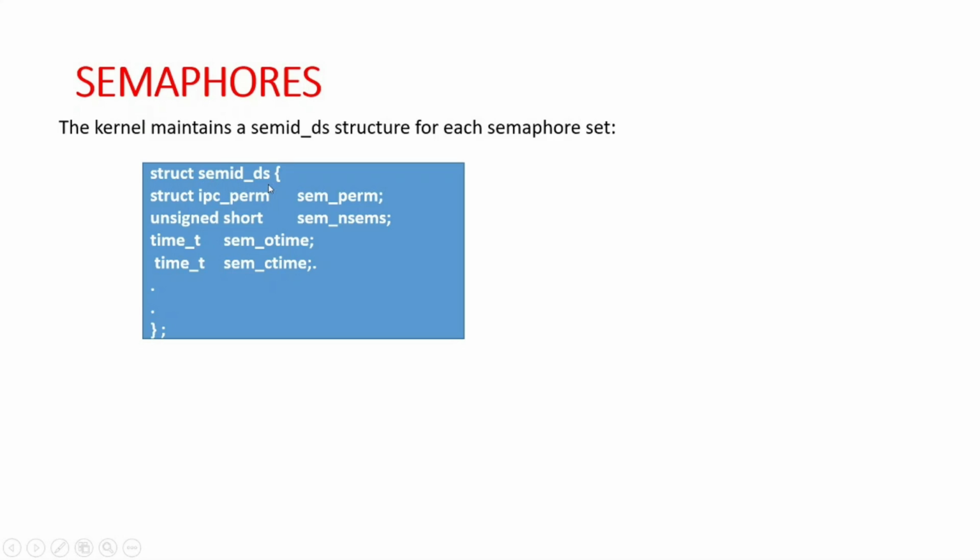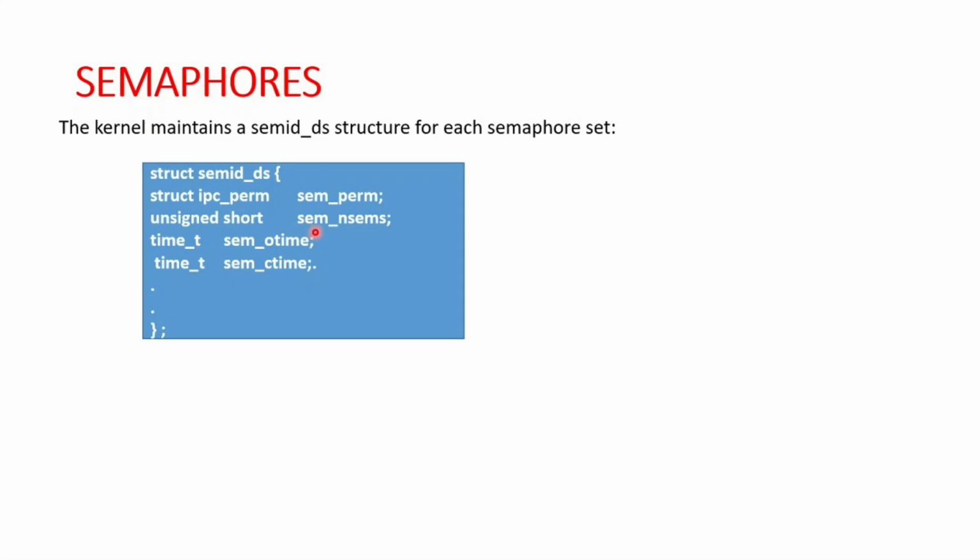Semid data structure, where sem stands for semaphore ID, and these are its various members. Of course there are many more, but these are some of the prominent ones. The sem permission member is the concept we came across when I explained the general features of the System V IPC structure, and it is also present in shared memory as well as in message queue, right? The first one is the IPC permission.